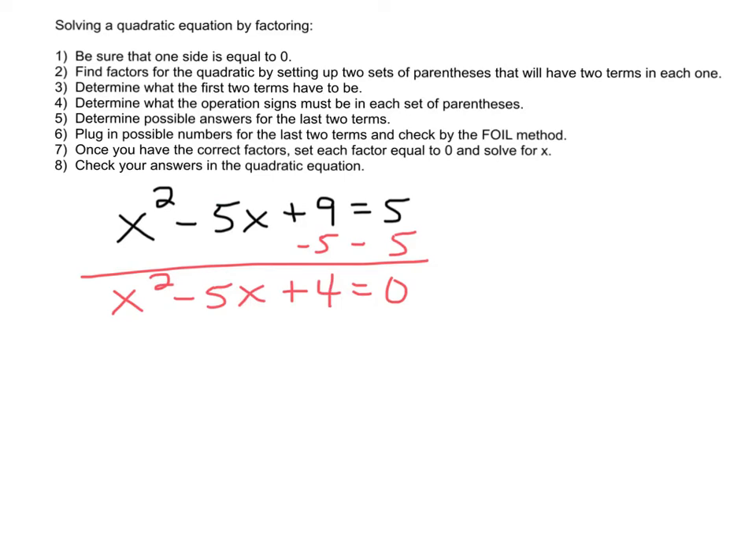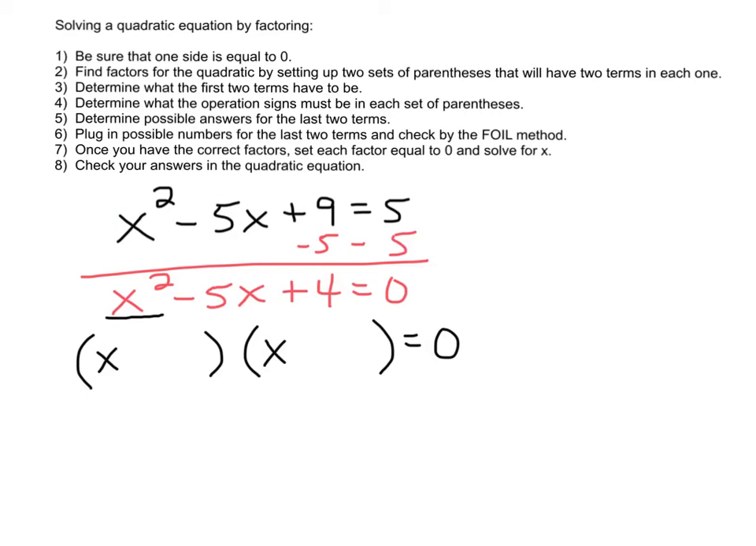The second step says to find factors for the quadratic by setting up 2 sets of parentheses. So I know that I need 2 different sets of parentheses, and I'm going to end up having 2 terms in each one of those. The very first thing I have to do is determine what the first 2 terms have to be. That's step number 3. Well, I know that it has to be x squared, so the first terms are going to have to be x and x.